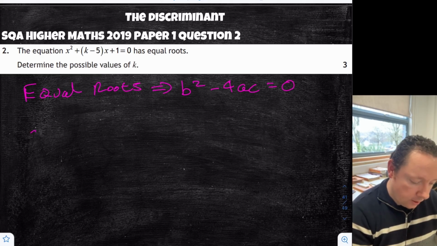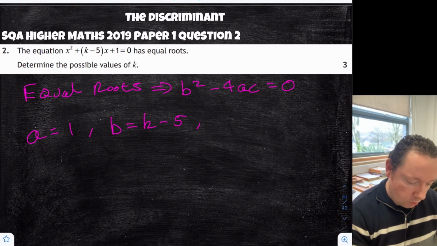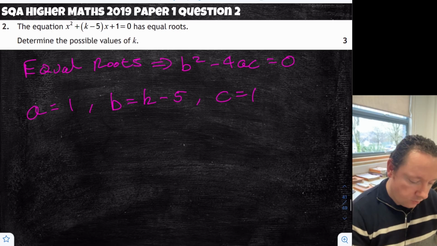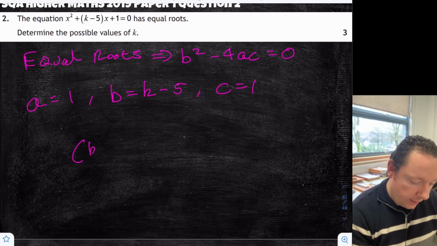So our a is the number in front of x squared. Our b is k minus 5, the number in front of x. And our c is just 1. So for b squared minus 4ac, we get (k minus 5) squared minus 4 times 1 for a times 1 for c equals 0.